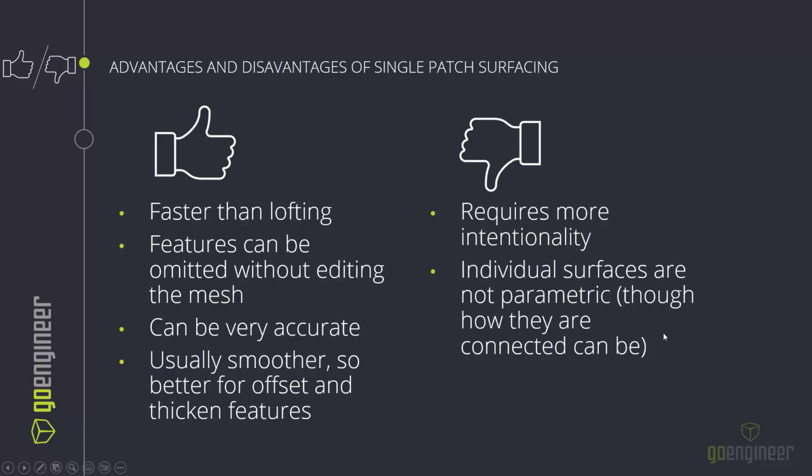Also, individual surfaces are not parametric. So similar to the auto surface, those individual patches, once you create them, they are what they are. You can't really tweak their shape like you can a loft. However, because you are trimming these surfaces and cutting into them with other tools, all of those types of features can be parametric. So you still have some parametric control over how the part comes out.